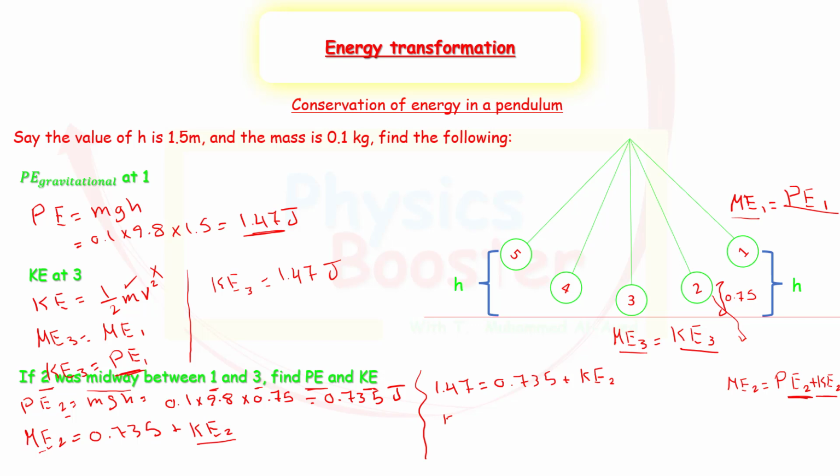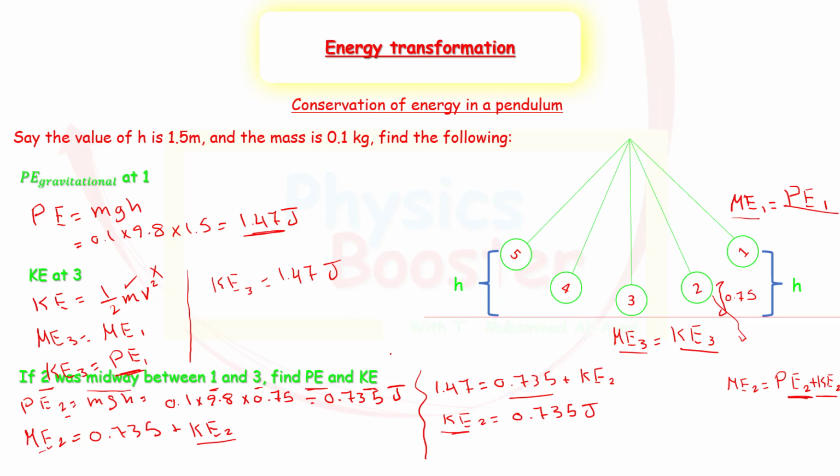Simply, I can say that for the kinetic energy at location 2, I will subtract 0.735 from both sides, and I will get that the kinetic energy is now equal to 0.735 joules. Now, you can say that the kinetic energy here is equal to the potential energy. Well, exactly. The whole idea of solving this example was to get to this conclusion, which is since the pendulum is halfway between 1 and 3, this means that half of the potential energy will be transformed into kinetic energy.